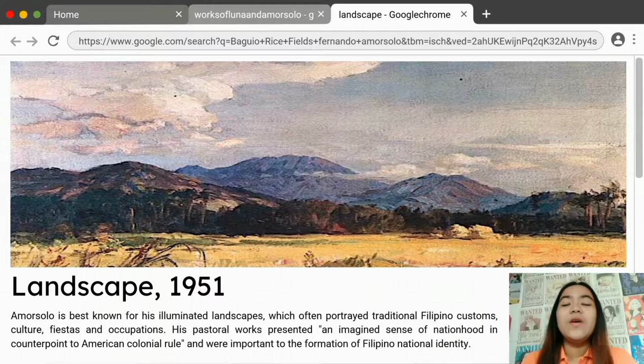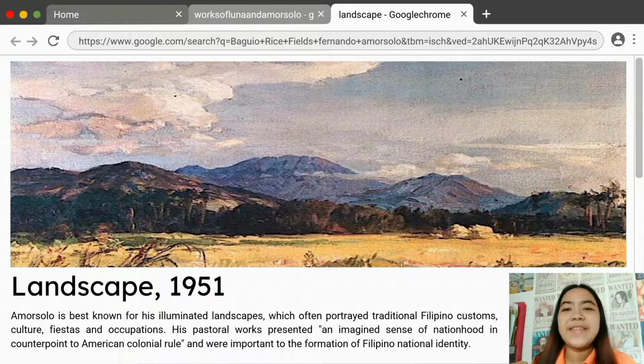So next, we have landscape in 1951. Amorsolo is best known for his illuminated landscapes, which often portray traditional Filipino customs, fiestas, and occupations. His pastoral works presented an imagined sense of nationhood in counterpoint to American colonial rule, and were important to the formation of Filipino national identity.